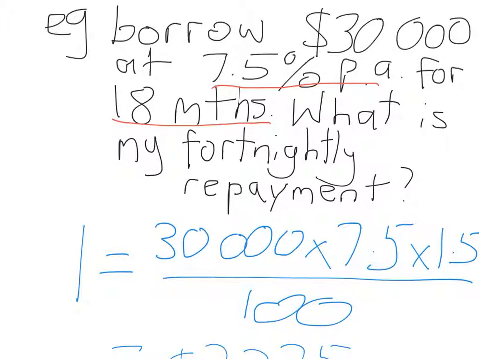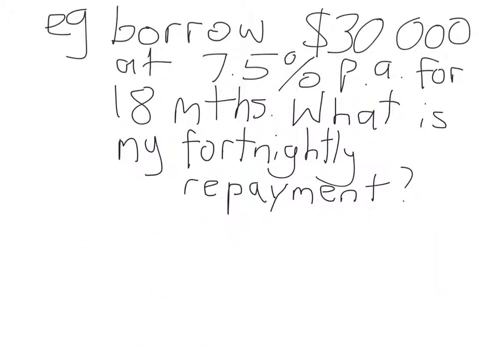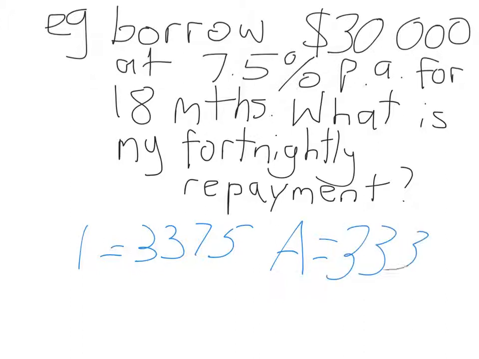Now the question didn't ask us though to calculate the interest, it asks what's the fortnightly repayment, okay? So we have to figure out how much the person has to pay back in total, and that's the A equals I plus P formula. So the interest was 3,375. So that means that the A amount in total that this person would have to pay back is 33,375.